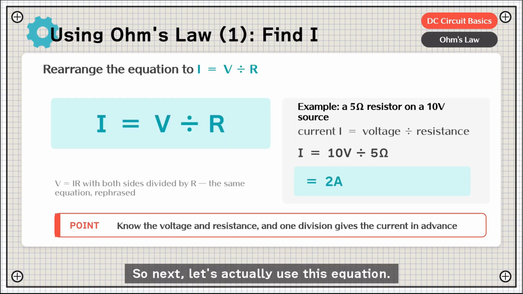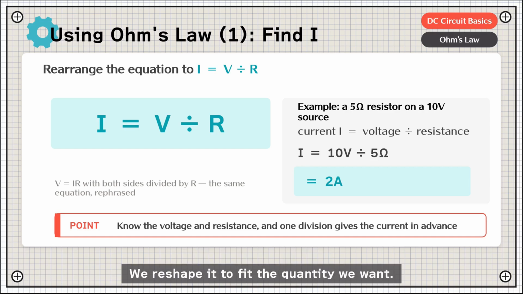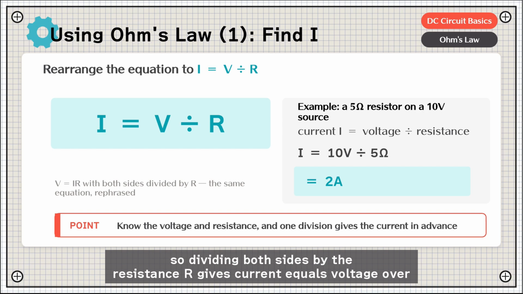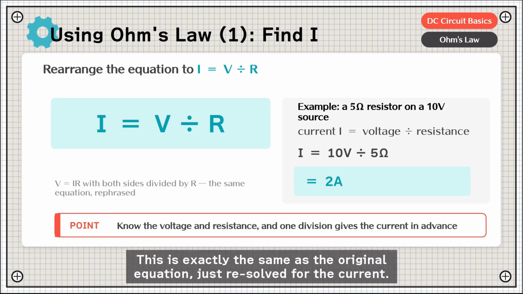So next, let's actually use this equation. First, the pattern of finding the current that flows. Ohm's law was the single equation V equals IR. We reshape it to fit the quantity we want. Right now we want the current I. So dividing both sides by the resistance R gives current equals voltage over resistance, I equals V over R. This is exactly the same as the original equation, just resolved for the current.